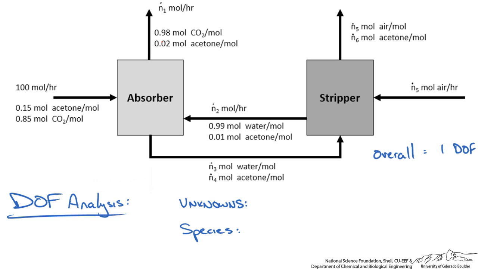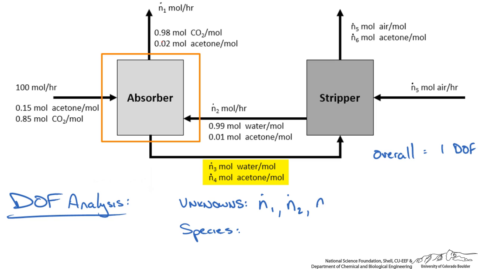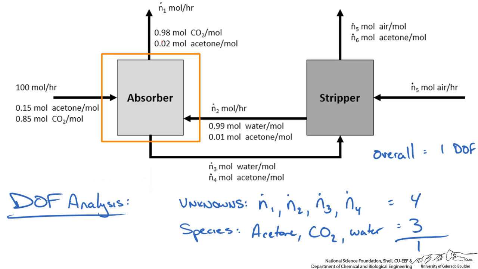So next, let's do a degree of freedom analysis around the absorber. Again, looking at the unknowns, the stream coming in is fully defined. We have an unknown N1 stream that's leaving. We have an unknown N2 stream that's coming in. And then we also have a stream leaving with flow rates N3 and N4. We write down the species that we may be able to perform a molecular species balance on. We have acetone, carbon dioxide, and water. So again, this gives us 4 unknowns, 3 species balances we could write, and we get left over 1 degree of freedom. So we cannot solve the material balances for the absorbing column.